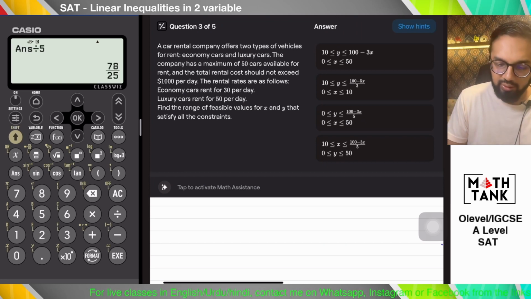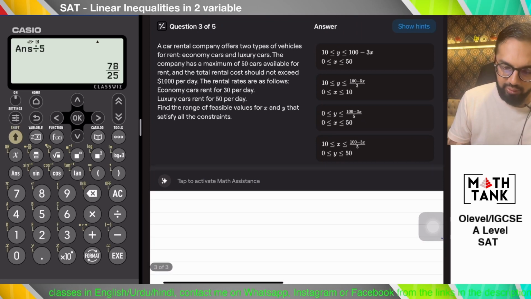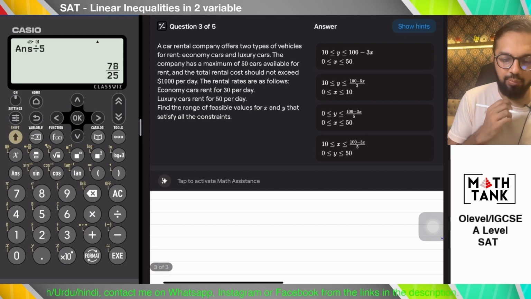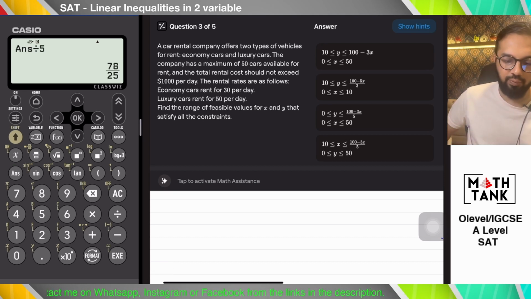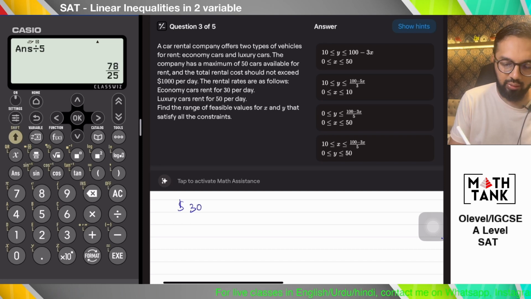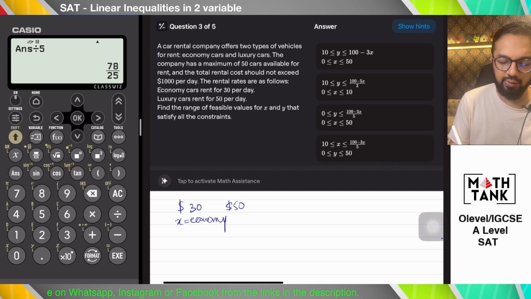Okay, question number 3 says a car rental company offers two types of vehicles for rent, economy cars and luxury cars. The company has a maximum of 50 cars available for rent, and the total rent cost should not exceed $1,000 per day. The rental rates are as follows: economy cars are $30 per day, and luxury cars rent for $50 a day. Find the range of possible values of x and y. Now I'm assuming that x is the economy cars because the question doesn't specify so, and y is the luxury cars.